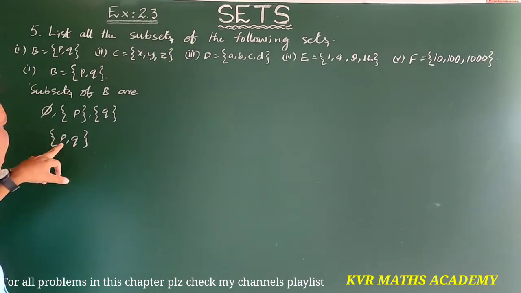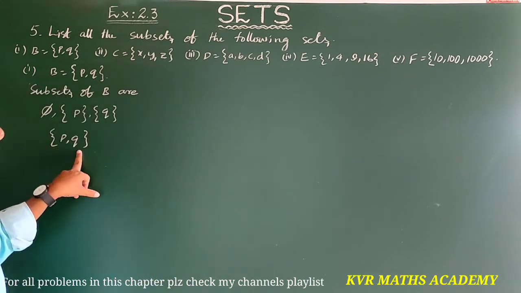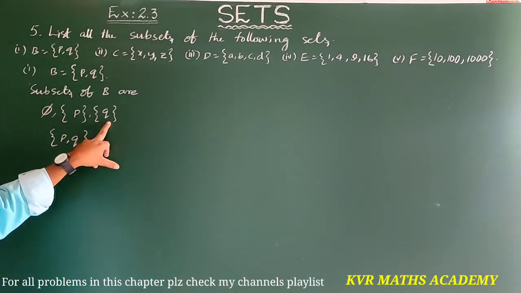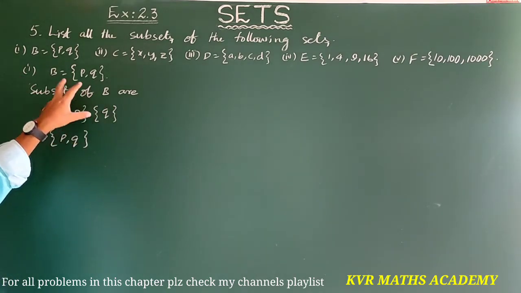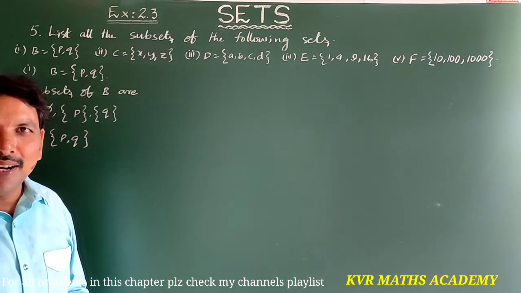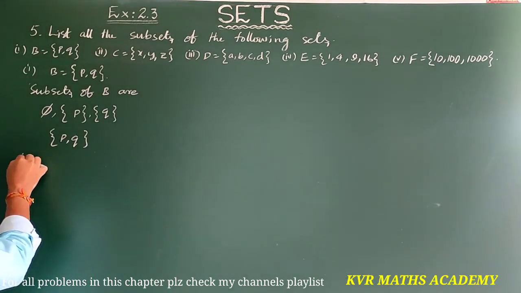Every set is a subset of itself. That's why set of P, Q also we should write. So null set, set of P, set of Q, and set of P comma Q. These are the subsets of set of PQ. Understood clearly? Next, second one.